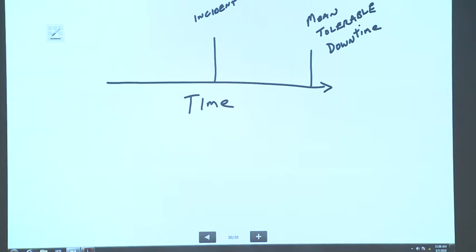Now, when I think about my starting spot, my starting spot is the recovery point objective. This is how far back I have to go in time to get my tape backup. It may have been a couple hours ago. It might have been yesterday. It might have been a week ago. It might have been a month ago.